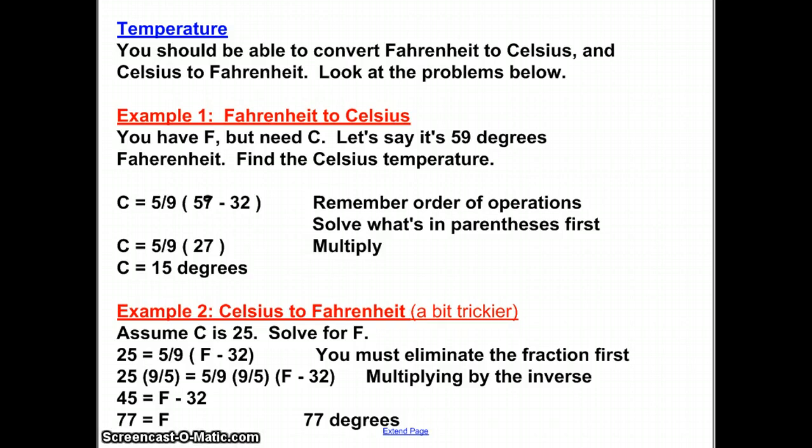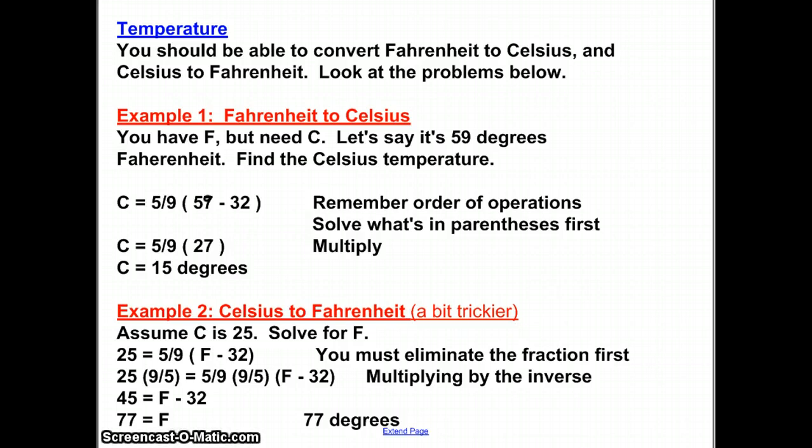So take the same equation, but now put 25 equals 5/9 Fahrenheit minus 32. Now, in order to solve for that F, you have to eliminate that fraction that wants to be multiplied by the F in 32 first. Rather than use the distributive property, it's a lot easier to eliminate it by multiplying by the inverse.